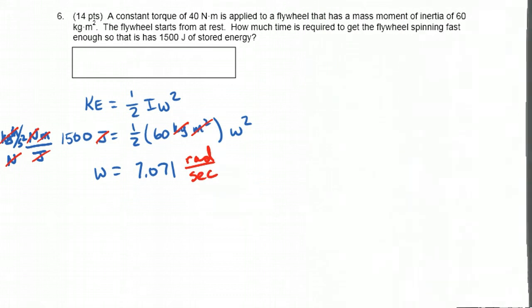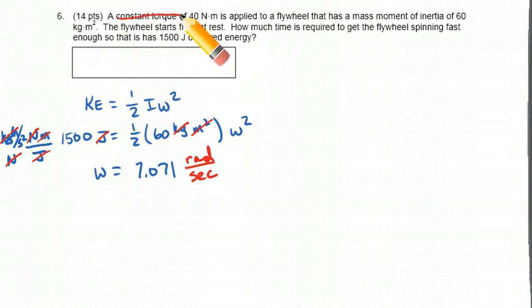You have to understand that you can find the rotational speed for a given amount of kinetic energy in a flywheel. So now we're going to use a constant acceleration equation to find time. But we don't know an acceleration yet, so let's look at what else we are given.